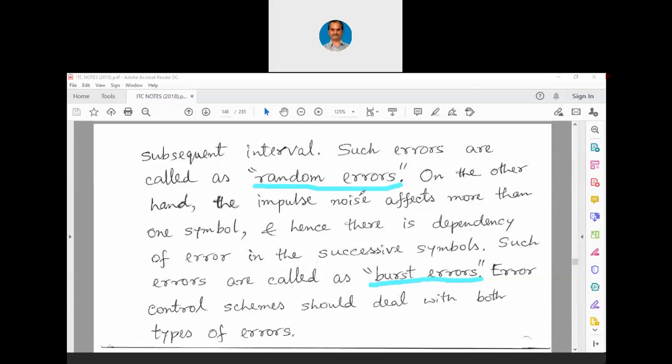As it is time now, I'll end the class for today. Anyhow, we are not going to deal much with burst errors. We will be dealing only with random errors. Please bear this in mind.